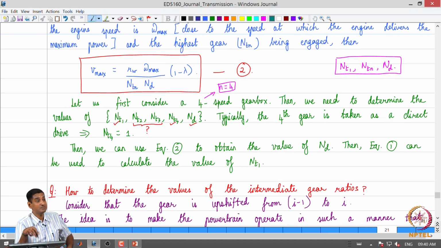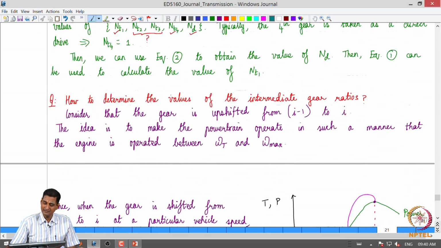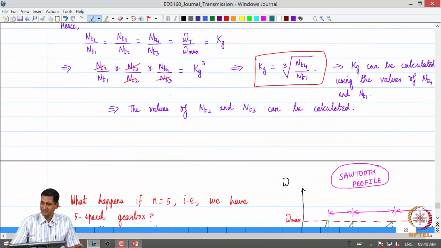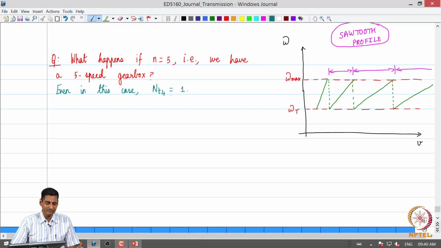This equation was used to calculate ND when we had a 4 speed gearbox and the fourth gear was a direct drive. So, it was very useful. Now, we have a challenge. So, the question is, how do we address that? Okay, so, we are going to look at that briefly.